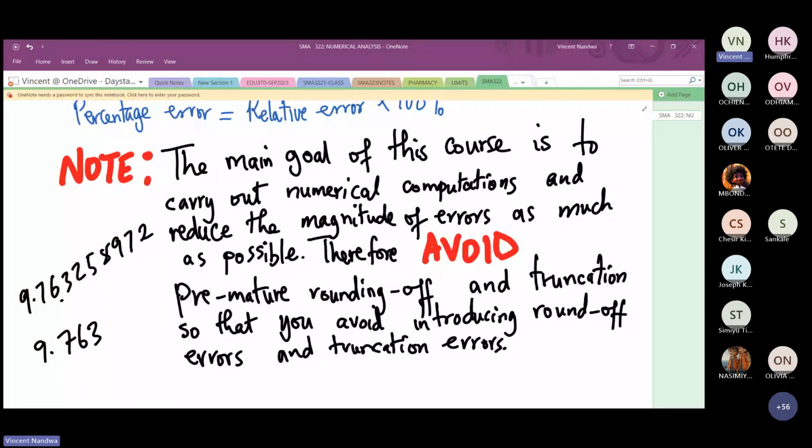So free advice, as we begin from day 1 up to the last day, avoid what we call premature round off and truncation of digits when you are carrying out numerical computations.